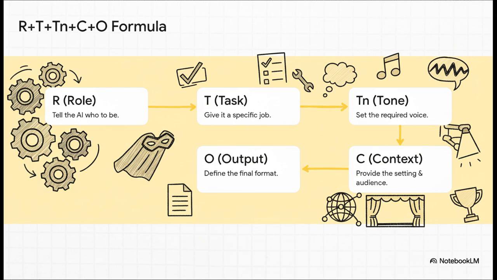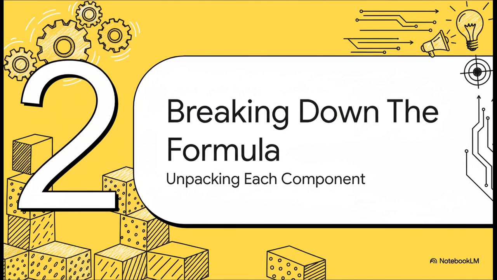Each letter stands for a key piece of info your AI needs to do a good job. That's role, task, tone, context, and output. So let's dive in and break down what each one really means. All right, we're going to unpack this thing piece by piece so you can see exactly how all these parts come together to create one seriously precise and powerful prompt.